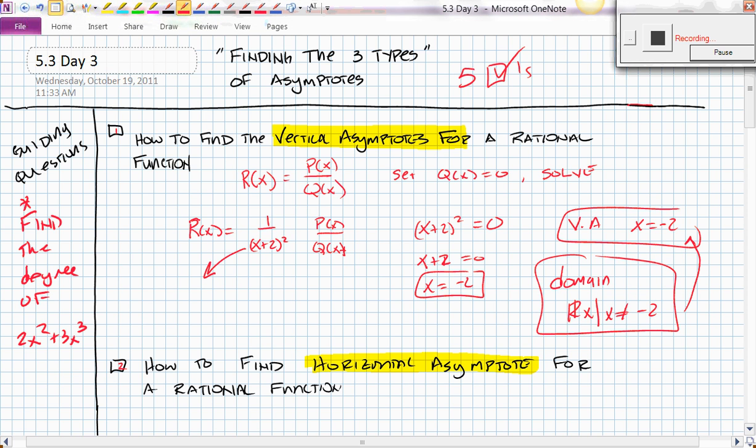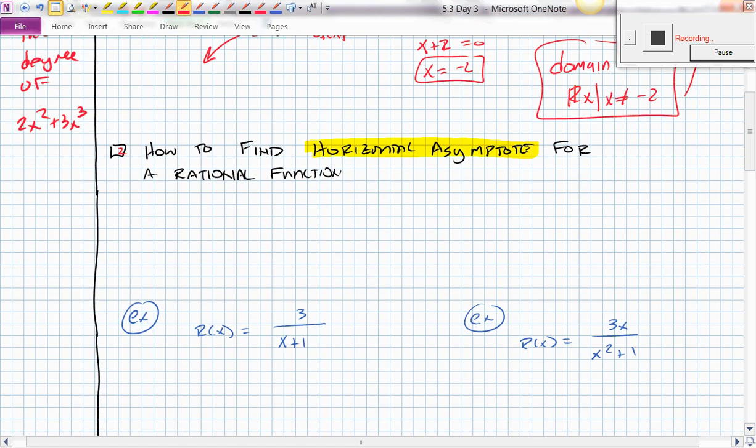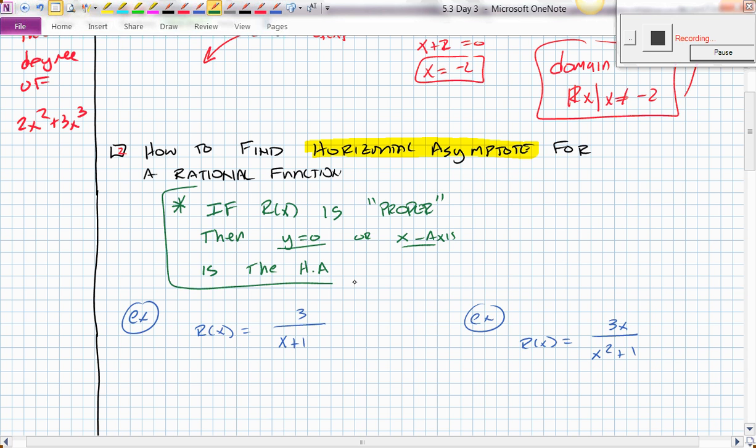Okay, so back to what we were talking about. The second box of the day was learning how to find a horizontal asymptote. Before we can talk about a horizontal asymptote, we have to talk about this idea of a rational function being proper. So here's the idea. If r of x, your rational function, is proper, and I'll explain what that means in just a second, then y equals 0, or the x-axis, they're the same thing, is the horizontal asymptote. I'll just say HA for horizontal asymptote.